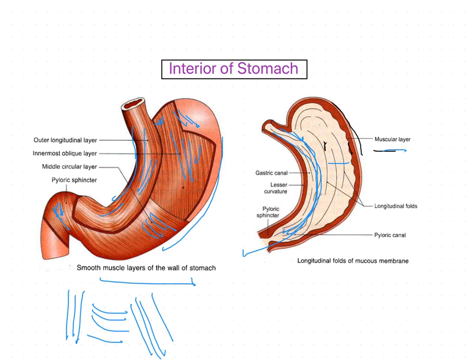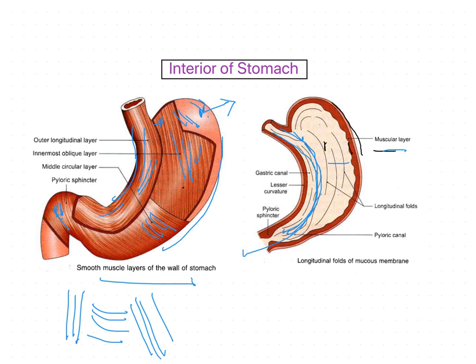Okay, and if you can see the outermost layer, that is the serous coat, which consists of peritoneal covering. The peritoneum is going to cover the serous coat. Okay, so these are the features of the interior of the stomach.